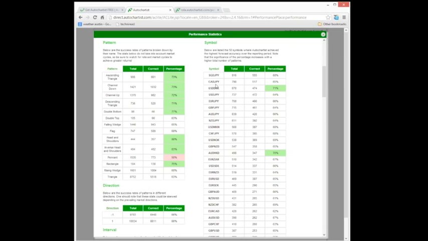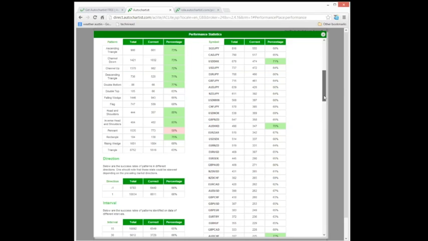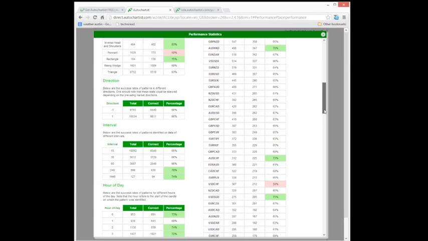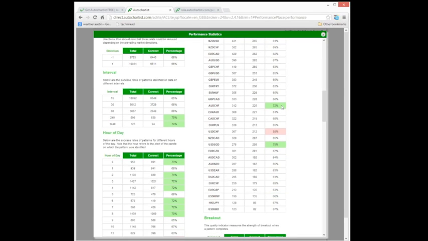Similarly, we have a breakdown by instrument. It looks like USD DKK has been a great performer. Australian dollar against the Hong Kong dollar has been a great performer. US dollar, Australian dollar, Swiss franc, US dollar, Singapore dollar has been a really, really good performer. But the ones that we highlight in green are just over 70%.